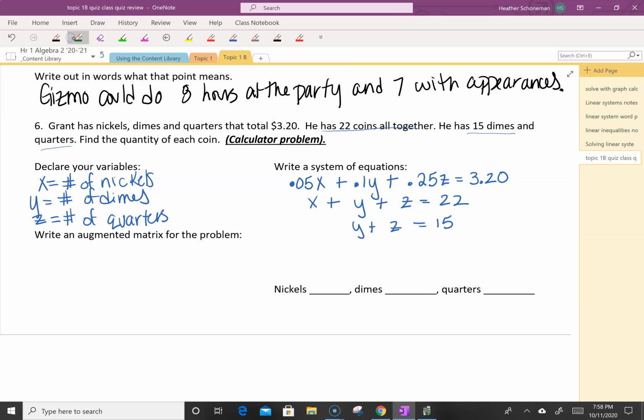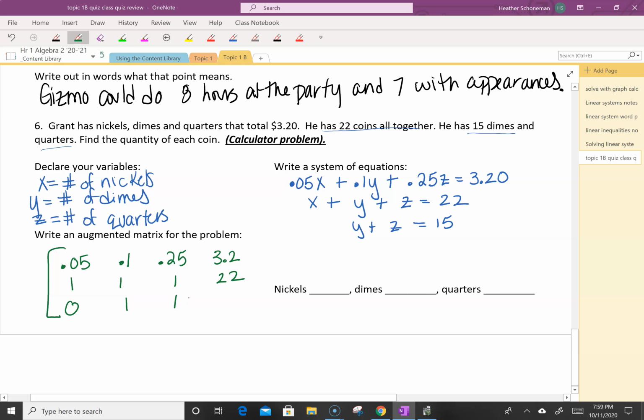So now I said to solve this, I want you to make an augmented matrix. Okay, so I'm going to have 0.05, 0.1, 0.25, and then my constant of 3.2. The next would be 1, 1, 1, because there's no number in front of the variable, it's 1, constant 22. And then for the last one, there's no x, so that's 0. The y is 1. The z is 1. And this is 15. And I put my 3 dots in between. All right. Now I'm going to use my calculator to solve this system instead of working it out by hand.